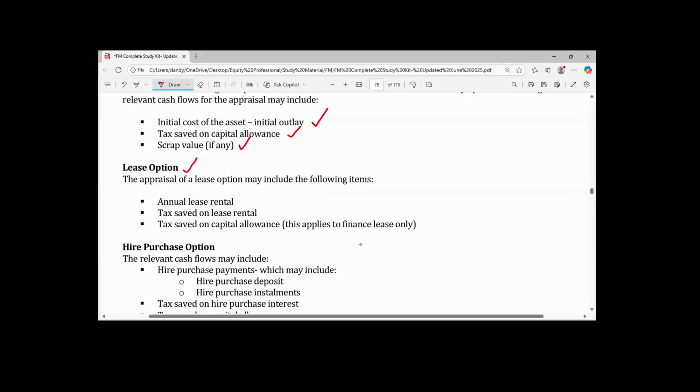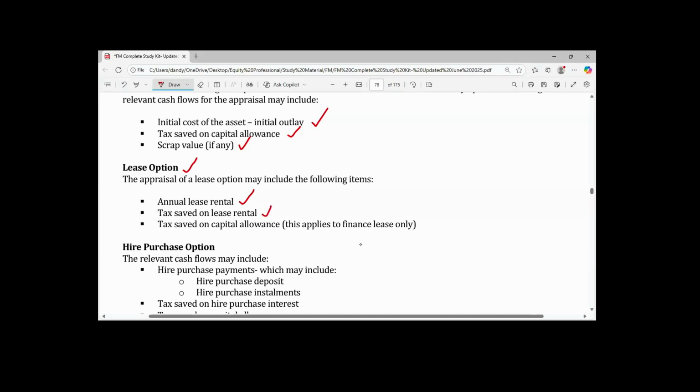If you want to lease the assets, what are the variables that must be present? One is the annual lease rental. You must consider the annual lease rental. This lease rental is the amount that the lessee will be paying to the lessor every year. All right. So then the second item that you are going to consider when you want to determine PV of cost under lease option is the tax saved on the lease rental.